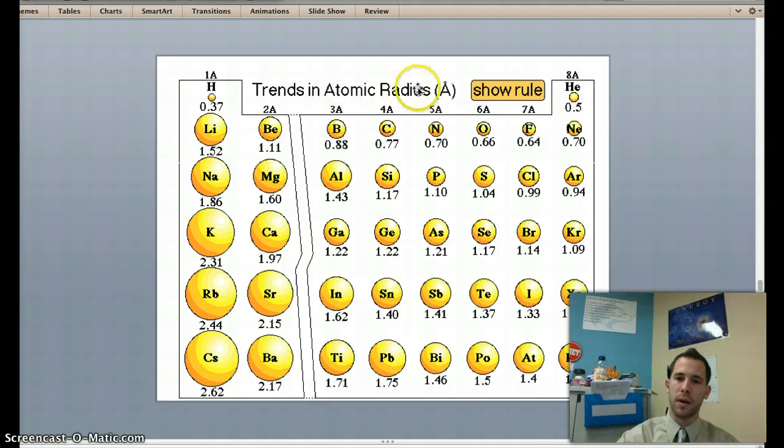This is essentially what our atomic radius looks like across the periodic table. Cesium happens to be one of the biggest elements on the periodic table, and fluorine and helium happen to be two of the smallest. Take a look at this. Pause and take a look at this if it helps you understand it a little bit better. As we move across, elements get smaller, and as we move down, elements get bigger.